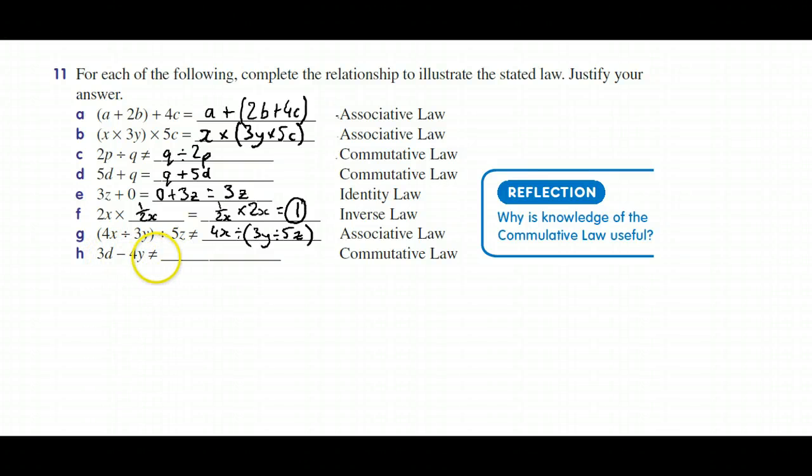And finally, the commutative law, which means swap the order. So if we go to 4y minus 3d, for subtraction that won't work. It can't be the same thing, so they're not going to be equal.